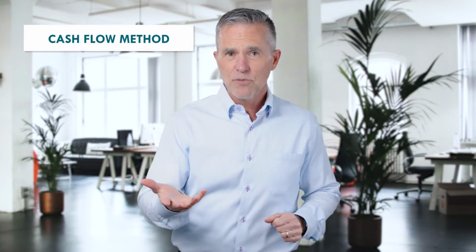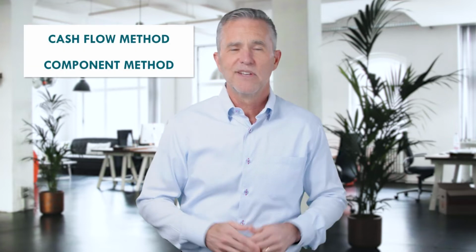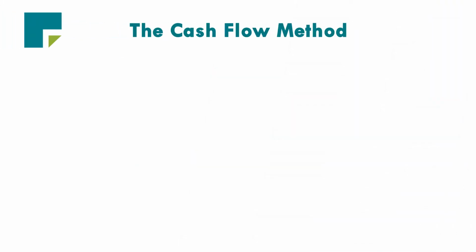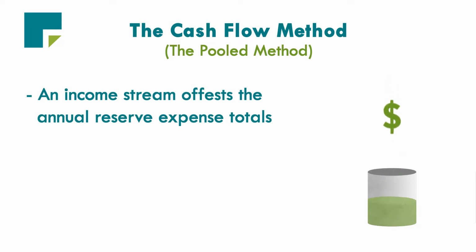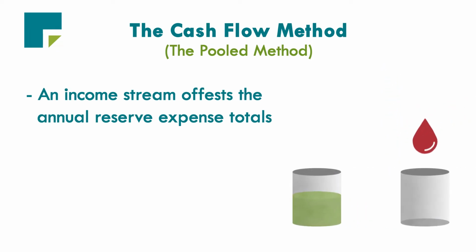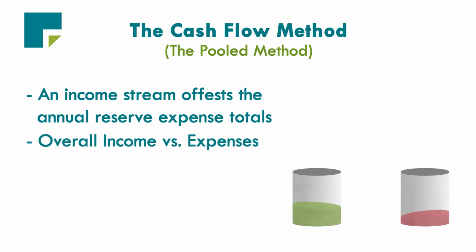There are two main ways to calculate how much funding is needed for these upcoming projects: the cash flow method and the component method. The cash flow method, also known as the pooled method, is when an income stream is designed that offsets the upcoming annual reserve expense totals, just overall income versus expenses.